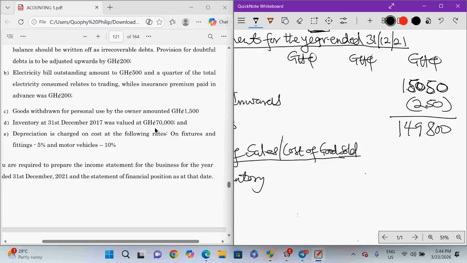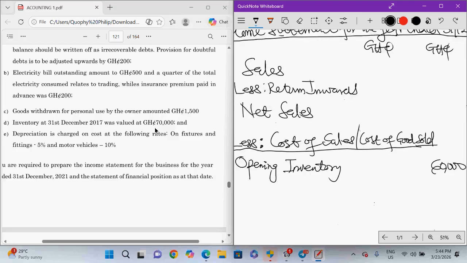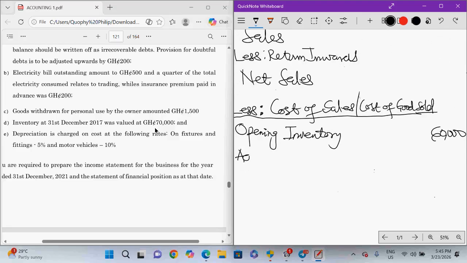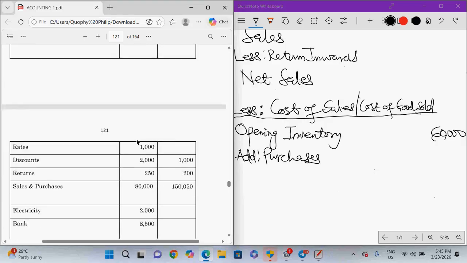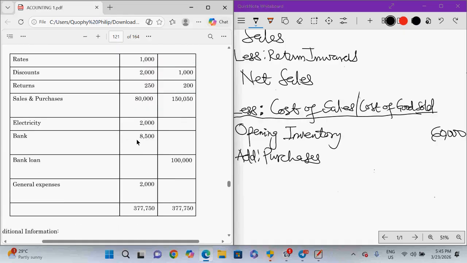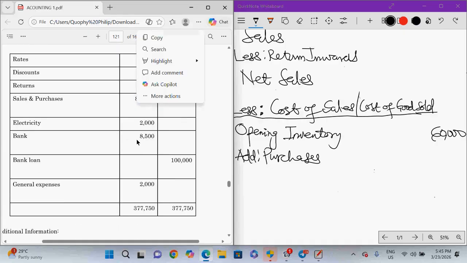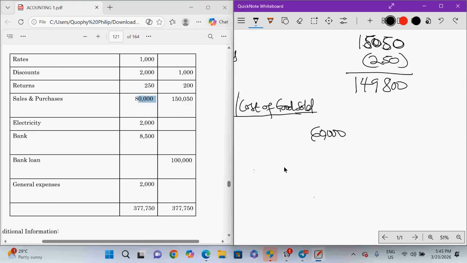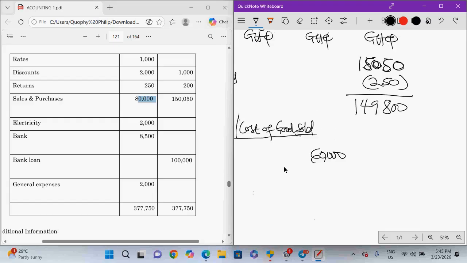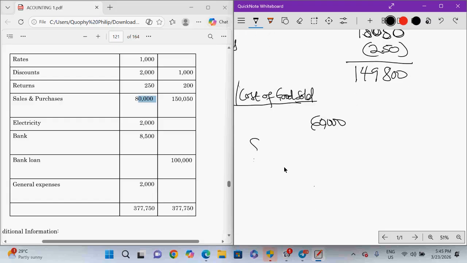All right, so I'm bringing the inventory here. How much is the inventory again? 60,000 cedis. All right, let's proceed. What is the next item? Add purchases. Do you have purchases? Of course, you should be having purchases. Purchases are 80,000. Let me bring it here under the first Ghana cedis.